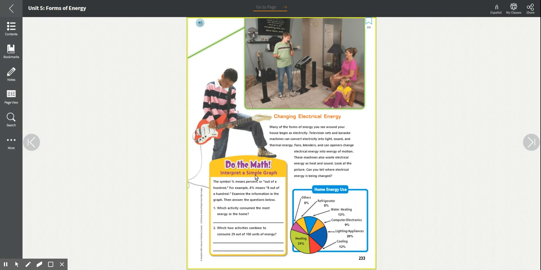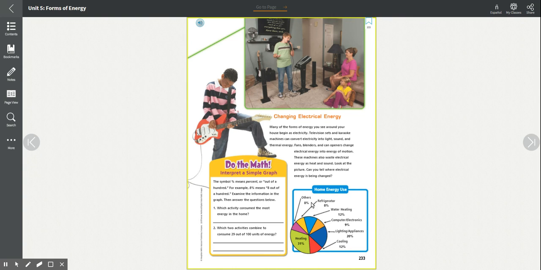Do the math. Interpret a simple graph. The symbol percent means percent, or out of 100. For example, 8% means 8 out of 100. Examine the information in the graph. Then answer the questions below.